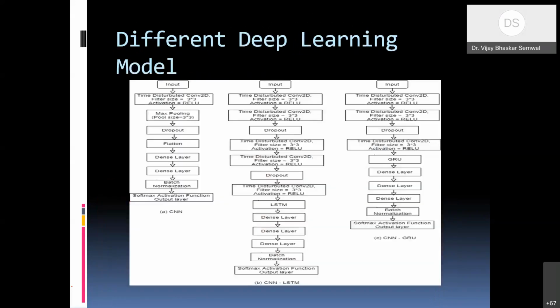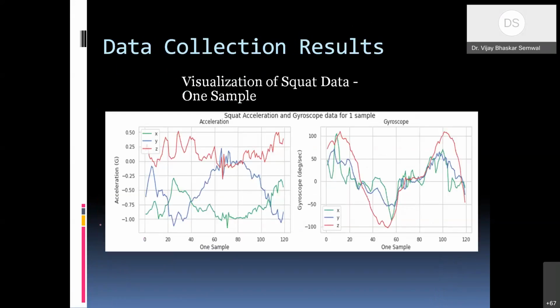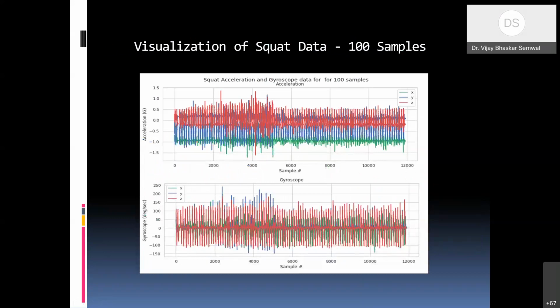So now let us see the results. These are for single activities. We are getting 119 samples. This is accelerometer data around the x-axis, and gyroscope around x, y, z. This is for one sample. This is for the entire 100 samples, so 119 into 100 is almost 11,900.